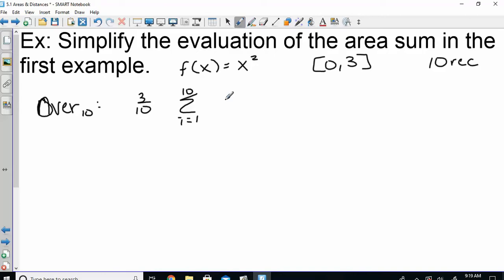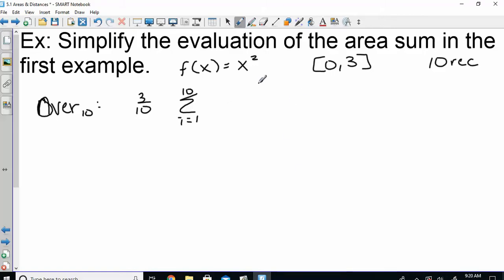We started with 0.6. Wasn't it 0.3? We did 2 of them. We did it with 5 rectangles and 10. So we're looking at the 10 one. So the first number we plugged in was 0.3. And then 0.6, 0.9, and so forth. So we have to figure out how we would represent that.